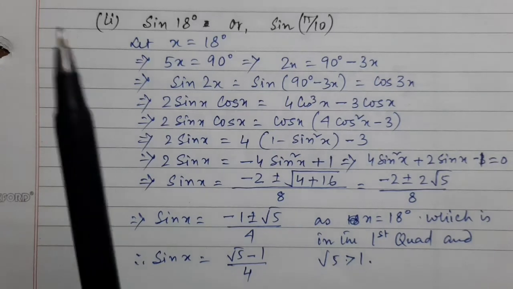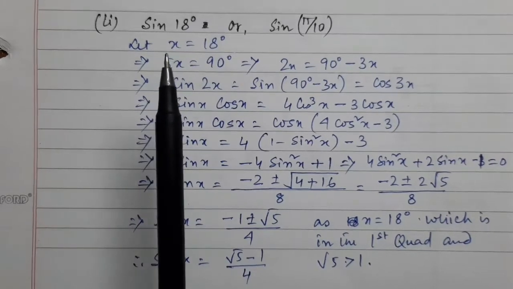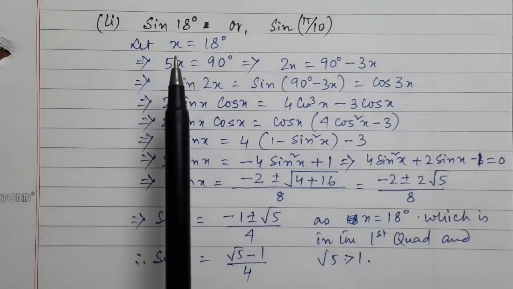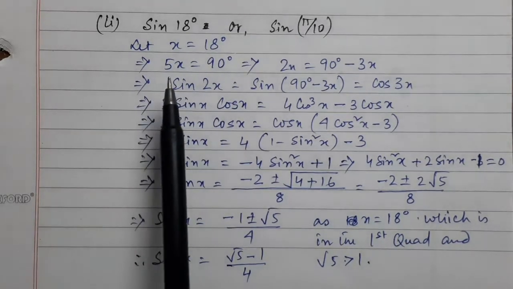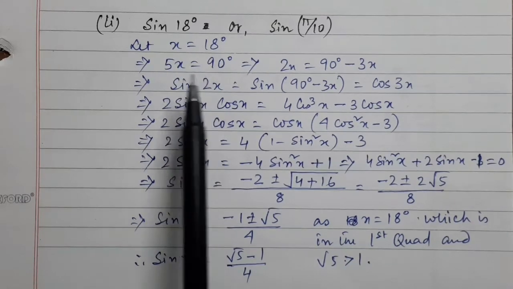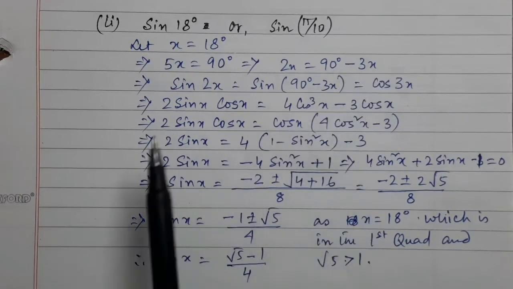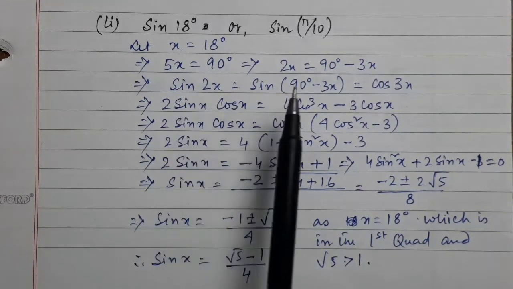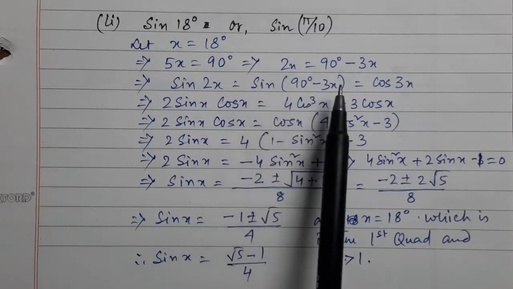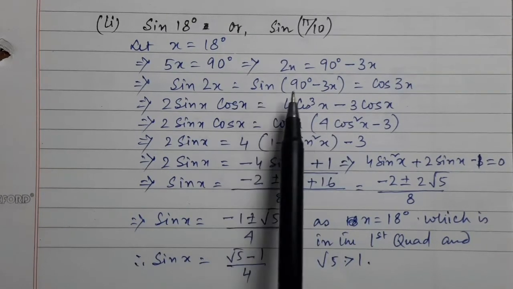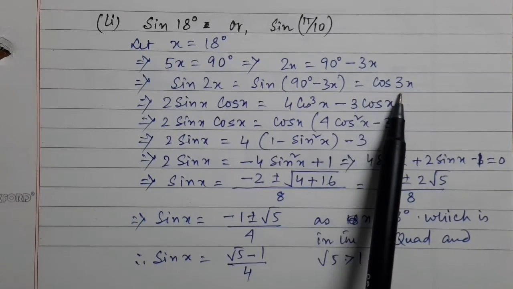Now next we need to find out the value of sine 18 degree or pi by 10. Now if we consider x equals to 18 degree, then we can see that 5x equals to 90 degree. Now we can write 2x plus 3x equals to 90 degree, and we can take that 3x to right hand side. So 2x equals to 90 minus 3x. Now we can apply sine in both the side. So sine 2x equals to sine 90 minus 3x. Now since it is sine 90 minus theta, we can write it cos theta. So it will become cos 3x.